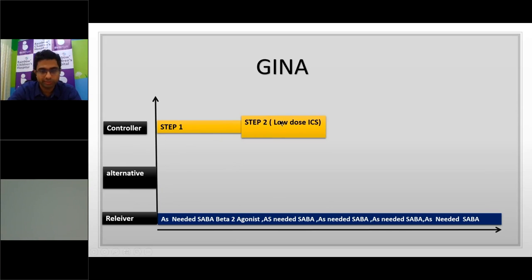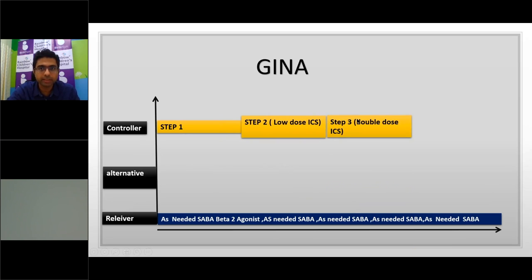What is step 2? Step 2 is whenever there is recurrent symptoms, or whenever there is multi-trigger recurrent wheeze or wheeze with risk factors, then we have entered step 2. How will you do step 2? Low dose inhaled corticosteroid with SOS SABA. What are the other options for step 2?